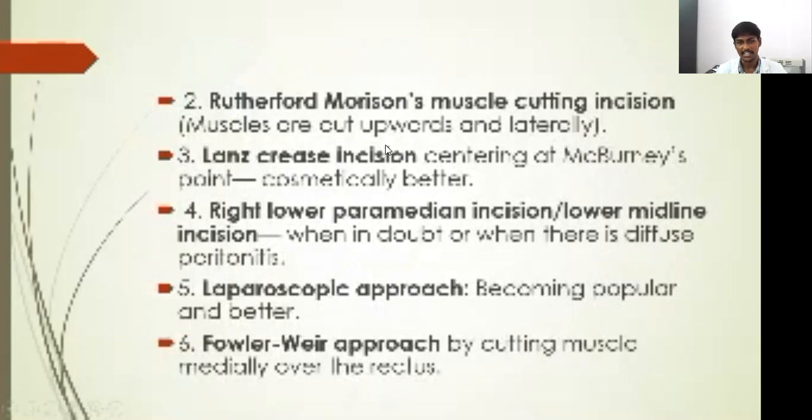Rutherford Morison's muscle cutting incision: muscles are cut upwards and laterally. And Lanz crease incision centering at McBurney's point, cosmetically better, as discussed previously. Right lower paramedian incision or lower midline incision is done when in doubt or when there is diffuse peritonitis.